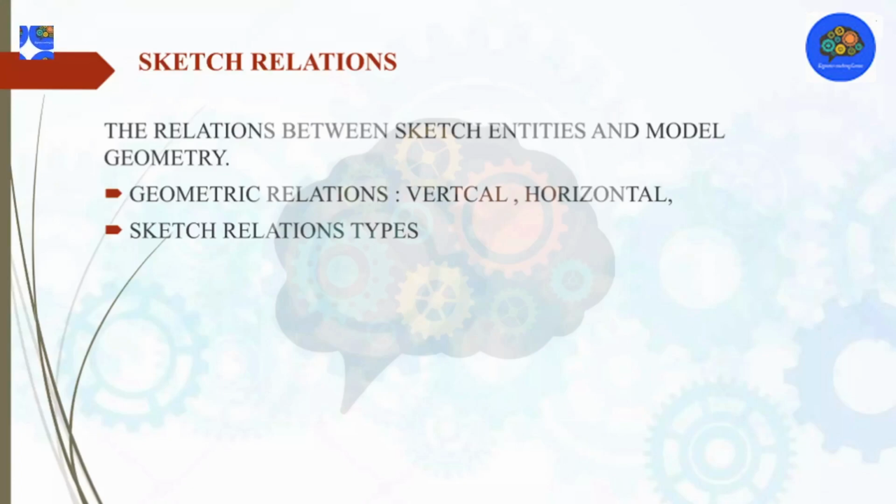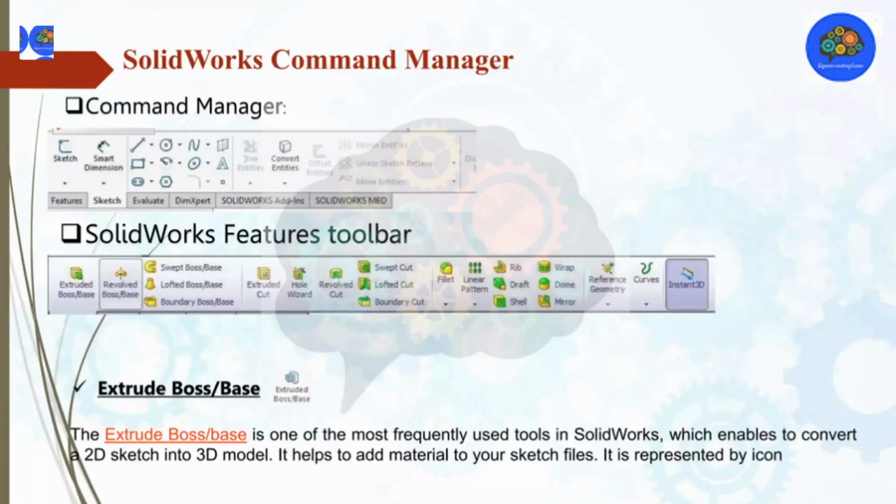That is how the geometry is going to be set, all the sketches, how they are going to be set. It is called the geometric relations. And then there is the SolidWorks feature toolbar. What are all the things on the features toolbar? What are all the things we are going to see? It will be explained here.